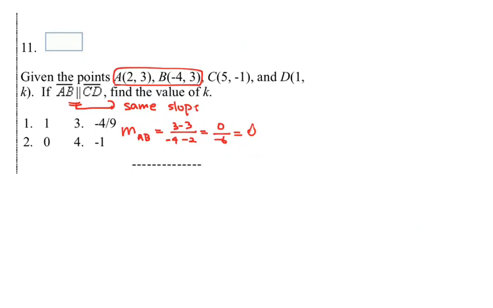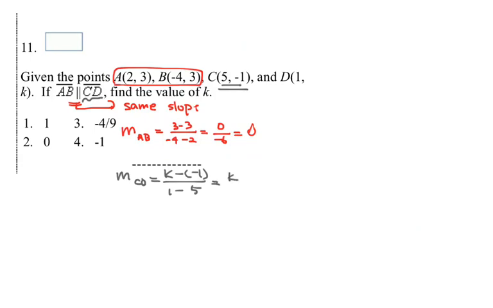But line segment CD has to have the same slope. So that means the slope of CD can be k minus negative 1 over 1 minus 5.